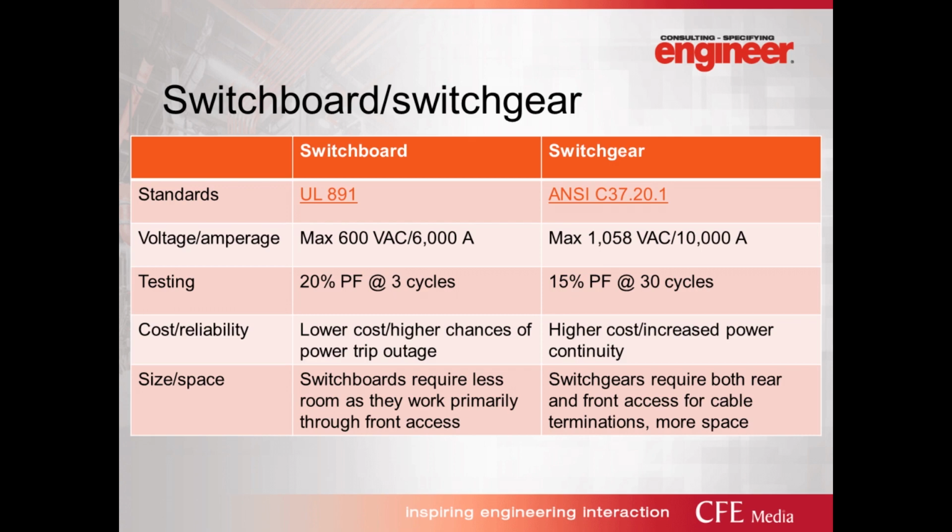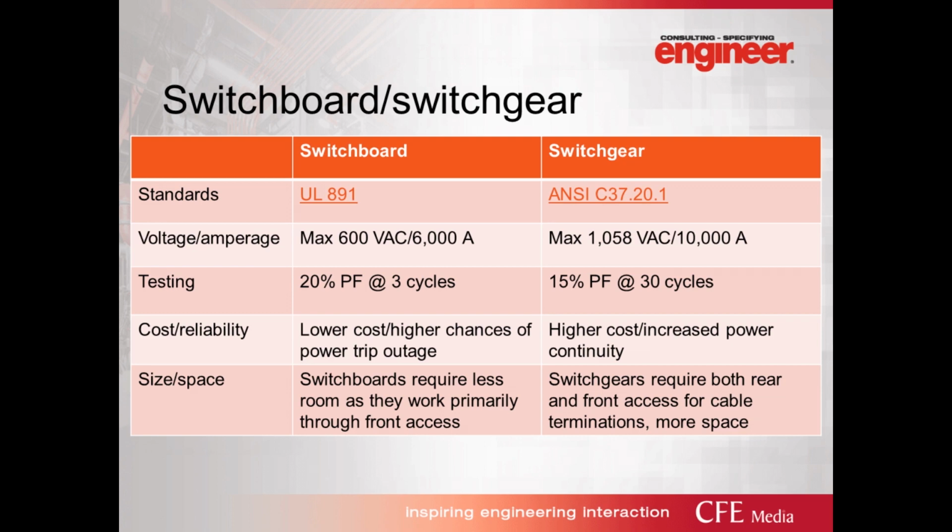The biggest differences are standards, voltage ampere rating, short circuit testing, cost, reliability, and the size. There are also many other differences, such as breaker types used in each, and interrupt ratings. But since this is only an overview of the major components, we'll be focusing on the big ticket items. The low voltage switchgear follows ANSI C37.20.1 IEEE standards for a metal enclosed low voltage switchgear. The switchboard follows UL 891.